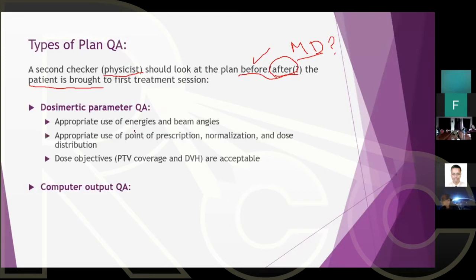When a physicist is performing second check, we're looking at 2 things. We're looking at dosimetric parameters, and we're looking at computer output. So dosimetric parameters: was the appropriate energy and beam angles used? I'm going to stop here and share something that was recent, where we have a brain plan.